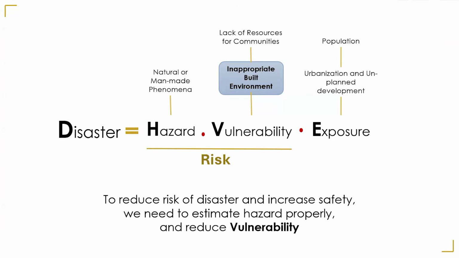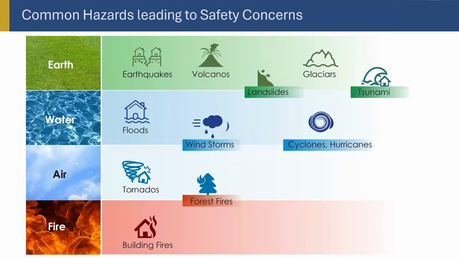We need to estimate hazard properly. That's the difficult part. And then we need to reduce the vulnerability to make the structure safe. The most difficult part is the first one, how to estimate the hazard. Loading, earthquake, wind, this is quite unknown, beyond our control, beyond our knowledge. And that's why that's the unknown part. There are so many hazards that the structure should be designed for: earthquakes, volcanoes, landslides, glaciers, tsunamis, floods, wind, cyclones, hurricanes, tornadoes, forest fires, and building fires.